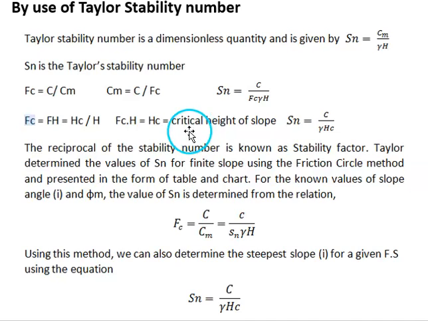So by taking this critical height into the equation, we can write the stability number as C by gamma into Hc. We know that Hc equal to Fc into H. In place of Fc into H, we can take it as Hc. So C by gamma into Hc. So using this Taylor stability method, we can also estimate the critical height of a slope.